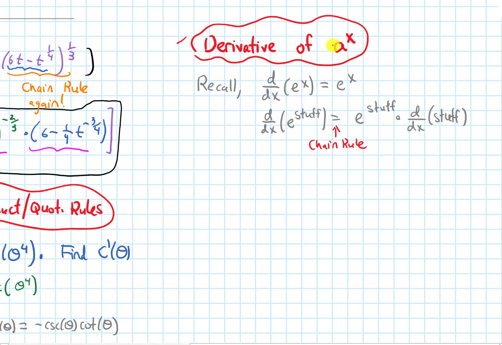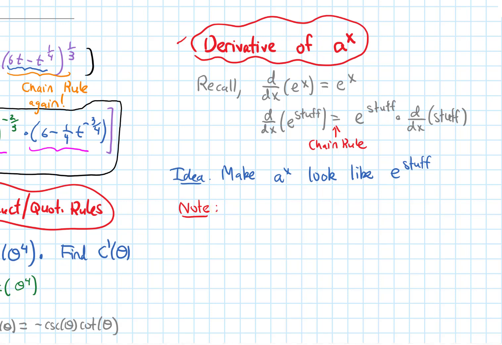So I want to take the derivative of a to the x, where the a doesn't have to be e anymore. It could be some other number. So my idea is going to be to make a to the x look like e to the stuff. Because if I can do that, I know how to take the derivative of e to the stuff. This is going to be some algebra review.